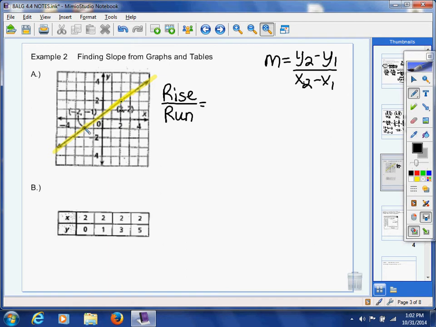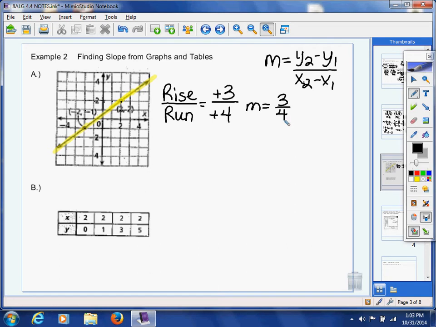So I'm going to go up 1, 2, 3. Now remember, you stop rising when you're on the same level as the point you're trying to get to. So I went up 3. Now I'm going to start here and I'm going to run to the right 1, 2, 3, 4. And so I went right 4, that's positive 4. So from rise over run, I've determined that my slope is 3/4. To me, guys, that's the easiest way to find slope off a graph.